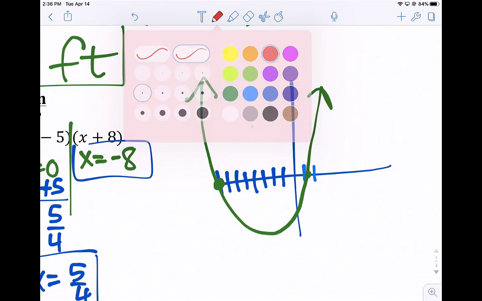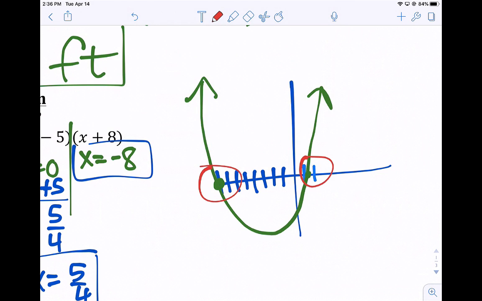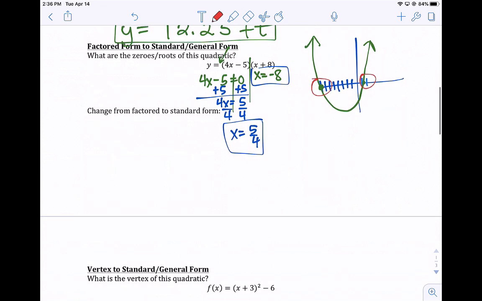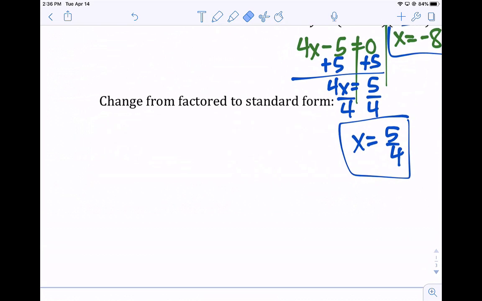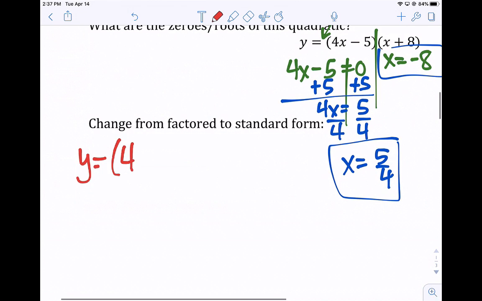And so again, we've practiced finding the zeros many times. Those are also called the x-intercepts, or the roots, or the solutions. All right, but what was new in this part 3 of the unit was, can you change from factored form to standard form? And so here's the original equation in factored form. 4x minus 5 and x plus 8.